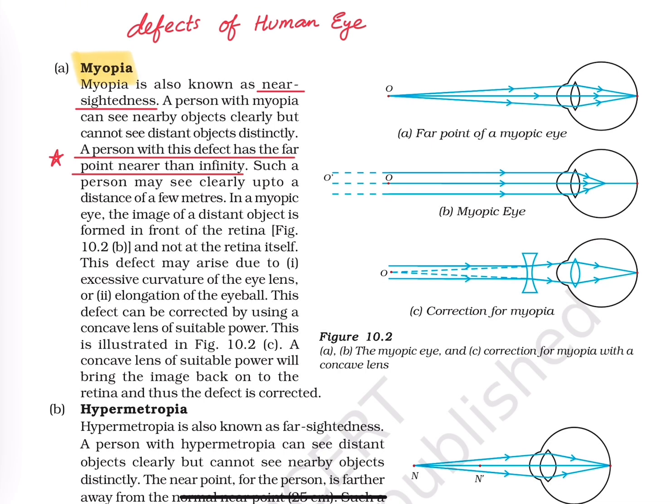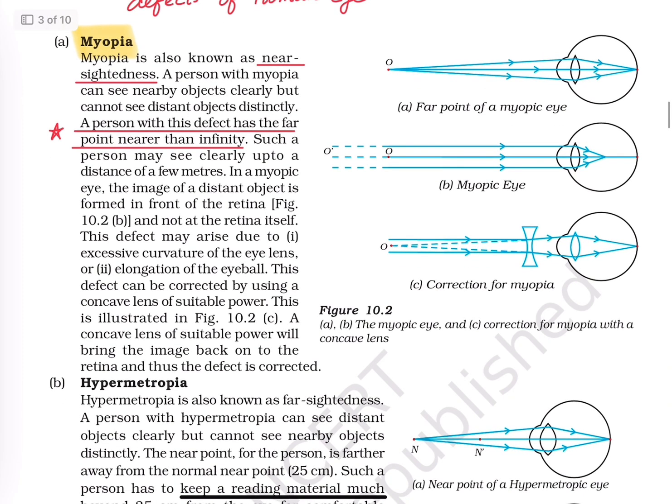What does this state? This states that the person's visibility has got reduced and he cannot now see objects at infinite distances. Such a person may see clearly up to a distance of a few meters. Now he can only see objects kept at a distance of a few meters. Okay.